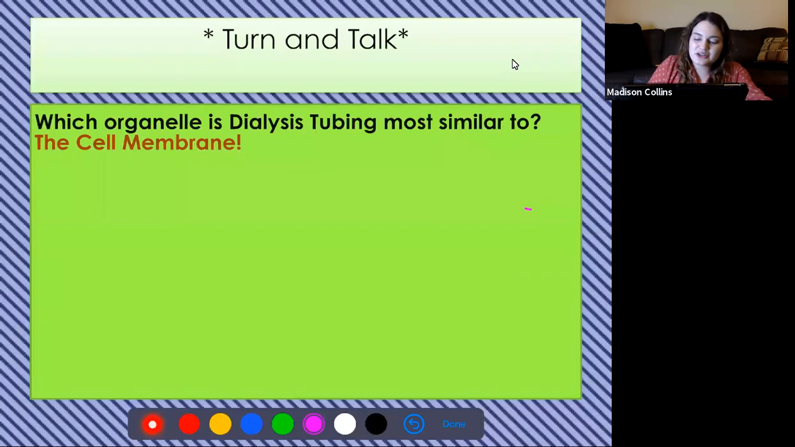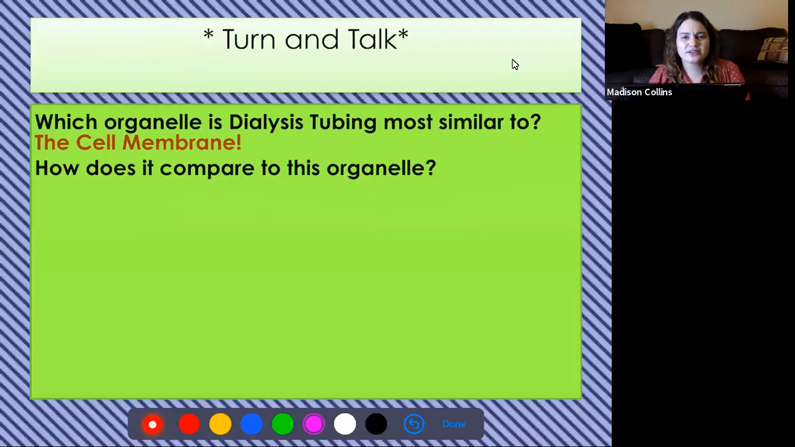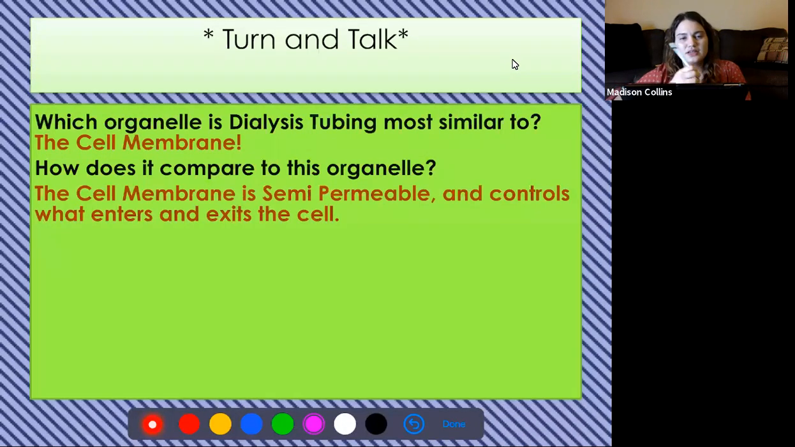The second question on your paper says, how does it compare to this organelle? So how is dialysis tubing similar to the cell membrane? Well, you should have said something along these lines. The cell membrane is semi-permeable and it controls what enters and exits the cell. So again, certain molecules are going to be allowed to enter and certain molecules will not be allowed to enter.